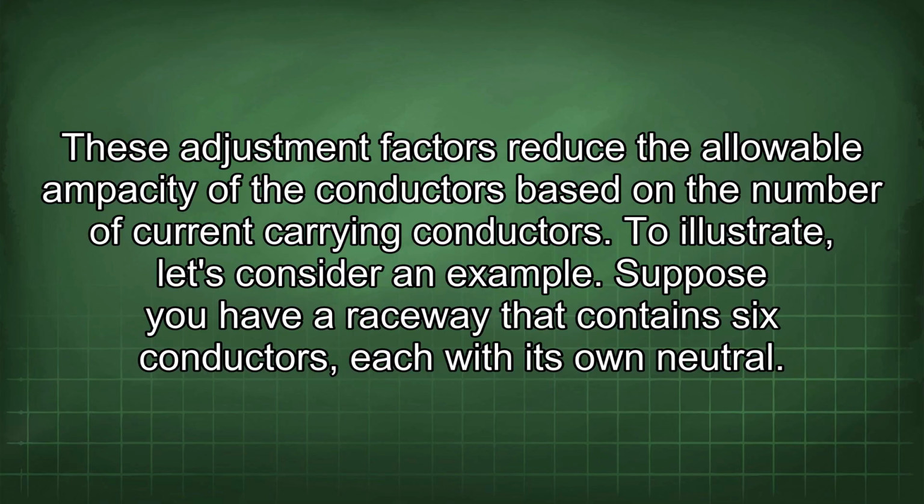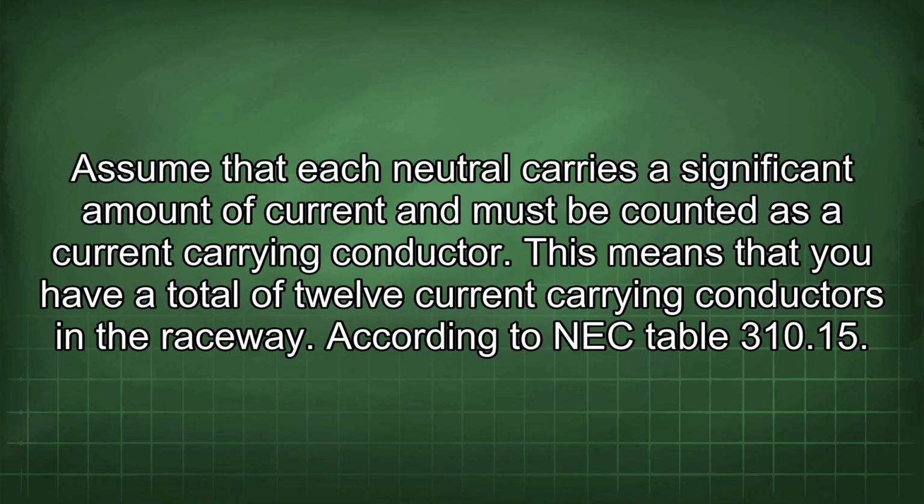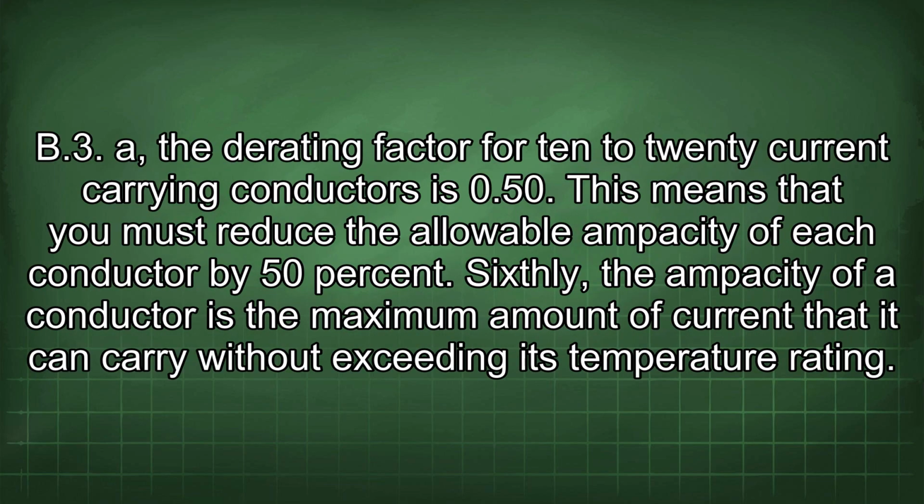To illustrate, let's consider an example. Suppose you have a raceway that contains 6 conductors, each with its own neutral. Assume that each neutral carries a significant amount of current and must be counted as a current-carrying conductor. This means that you have a total of 12 current-carrying conductors in the raceway. According to NEC Table 310.15(B)(3)(a), the derating factor for 10 to 20 current-carrying conductors is 0.50. This means that you must reduce the allowable ampacity of each conductor by 50%.